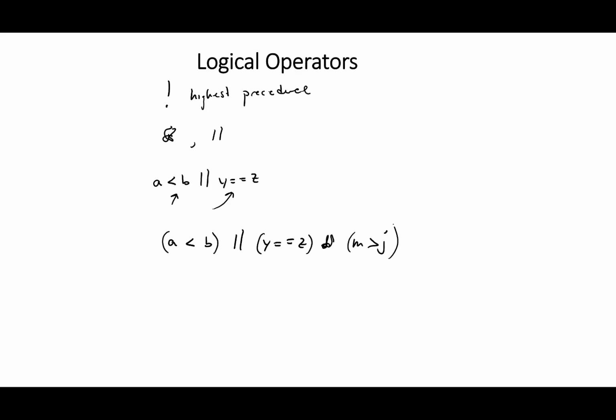So what's going to happen with this is, and I'm going to put the or here. The and operator has a higher precedence than the or operator. So it's going to evaluate this first, so y is equal to z first. It's going to compare it to m is greater than j second, because the and has a higher precedence than the or. So it's going to be this first, then this, and then whatever it finds with these, whether this is true or false, then it's going to do this or operator. Then it's going to look at is a less than b and determine if that's true or false.